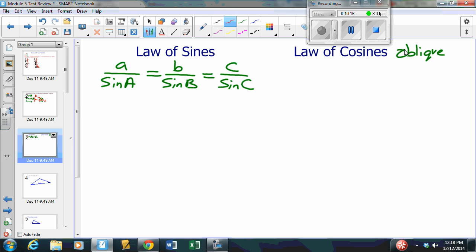That's my unknown. C is my unknown. And then I'd put a number in for angle C, and I would solve for C. I'd have my answer. Okay? So that's how you use it. You just use two of those three ratios.